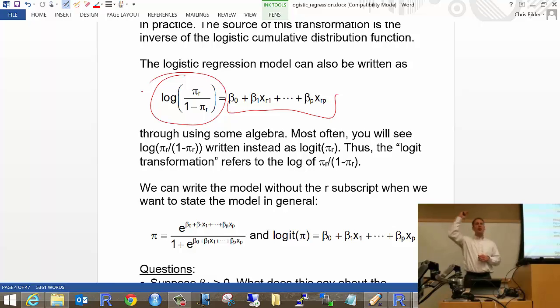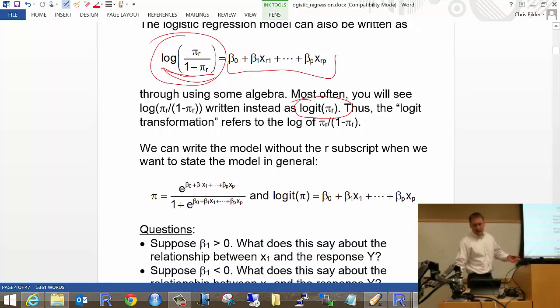So log of the probability of success, probability y is equal to 1, divided by 1 minus the probability of success, or probability y is equal to 0. So you can see that we're taking now a transformation of pi. If you look at it in this opposite way, this little transformation of pi is often written like this, logit of pi. It's just the name, it's just notation. People often write this more simply as logit of pi.